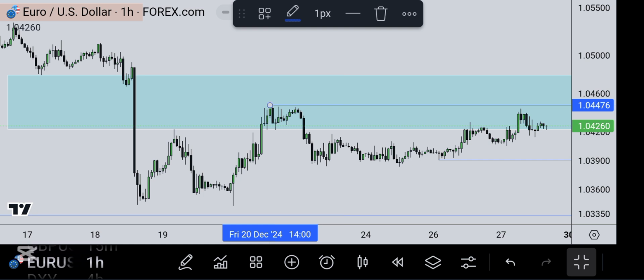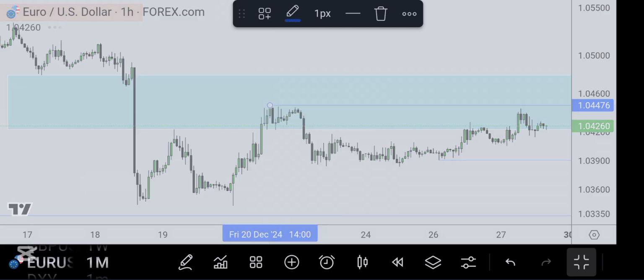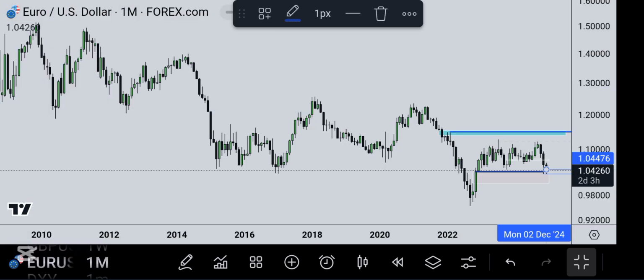Right away, I'm going right into the monthly time frame to tell you what my bias is and why I'm looking at this market. Am I going to be short? Am I bearish? Am I bullish? Okay, here's the monthly time frame on the Euro dollar.